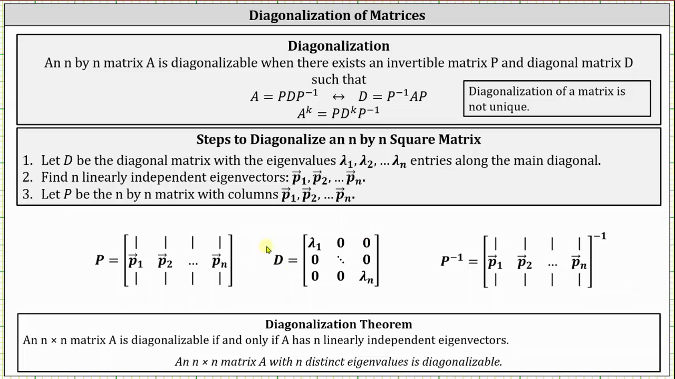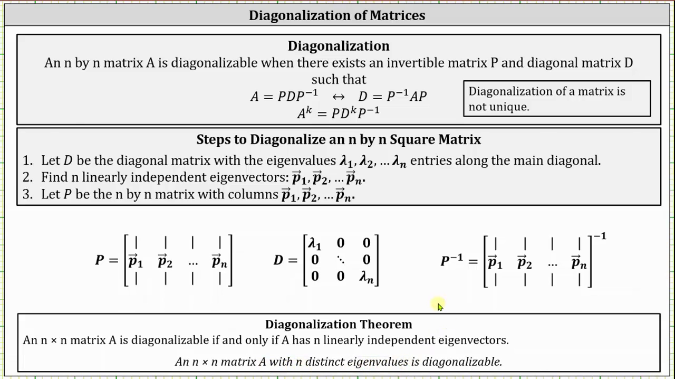So again, we find the eigenvalues to form the diagonal matrix D, and then we find the corresponding eigenvectors to form matrix P. So we do have to have the eigenvectors corresponding to the eigenvalues in the same columns as matrix D, and then we have to find the inverse of matrix P. And again, an n by n matrix is diagonalizable if and only if it has n linearly independent eigenvectors, or if an n by n matrix has n distinct eigenvalues.